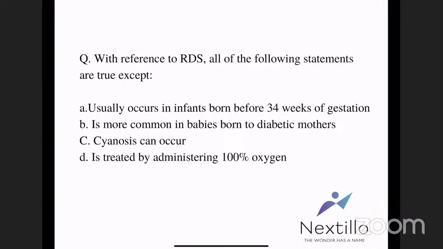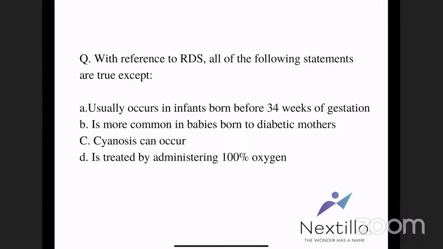So I think we'll go ahead with the answer. We'll discuss the answer here. With reference to respiratory distress syndrome, all of the following statements are true except; we have to find a wrong statement here. It usually occurs in infants born before 34 weeks of gestation. Completely right. More common in babies born to diabetic mothers. It is right. Cyanosis can occur. Yes, there can be tachypnea, retractions, grunting, and cyanosis. D, it is treated by administering 100% oxygen.